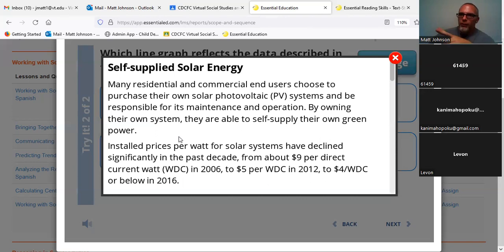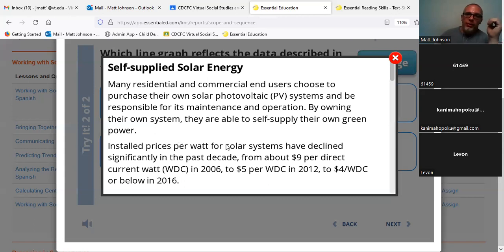So we have three groups of information, and we have it dated. $9 in 2006, $5 in 2012, $4 or below in 2016. So right away, before we try to find which visual data is going to match that, we know it's in decline, right? Something's going from $9 down to $4 in the course of 10 years. Even before we look at any of the representations, we got our head around the idea that we're seeing something trending down, right?